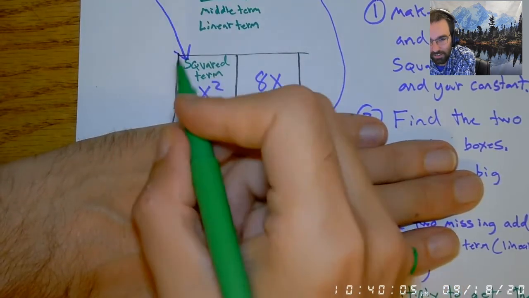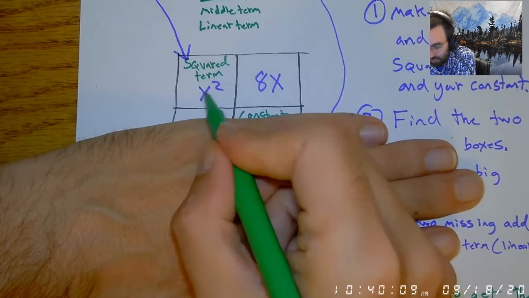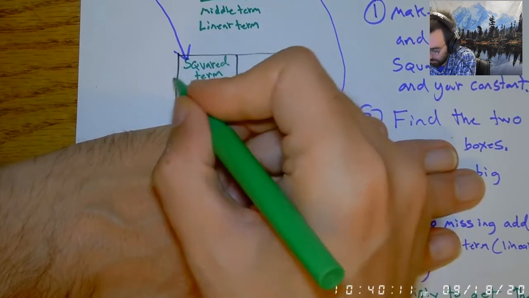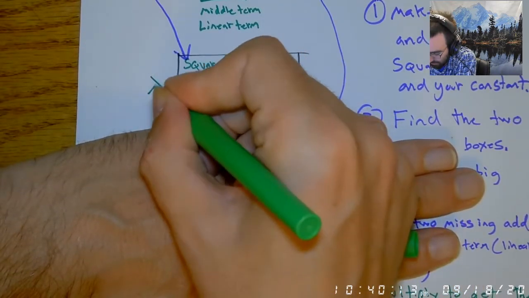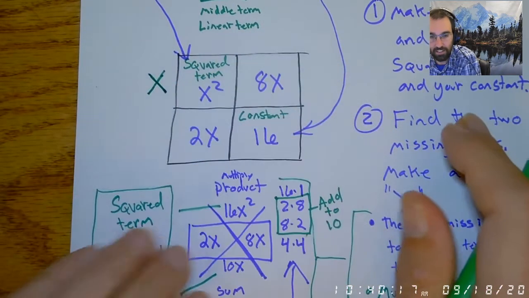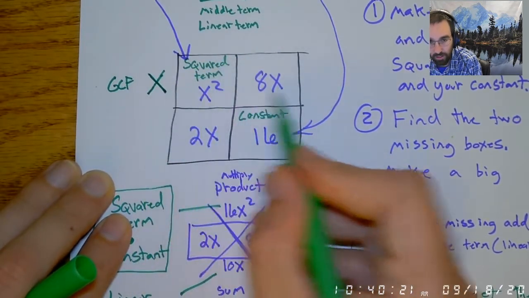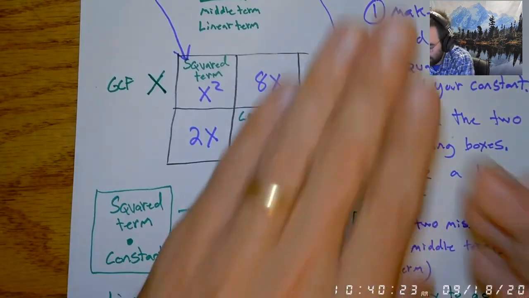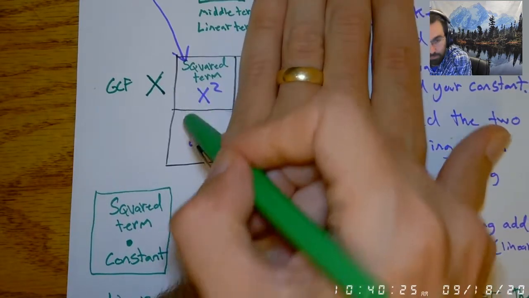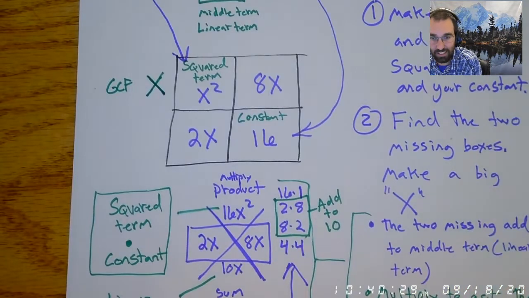This is really bad. All right, so yeah, it's the x. Absolutely. So this has two x's. This has one x. I can pull out the x. And I'm going to write that on the outside. So this is the GCF for this column. Now, for this row, I'm going to do it for this column. Technically, you only need to do it for that one.